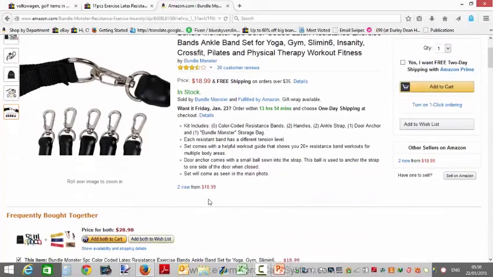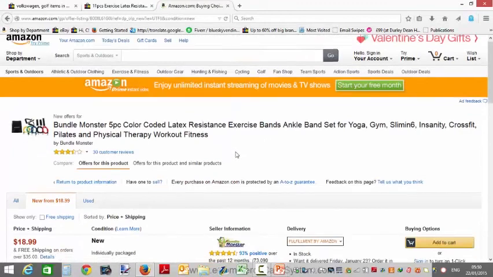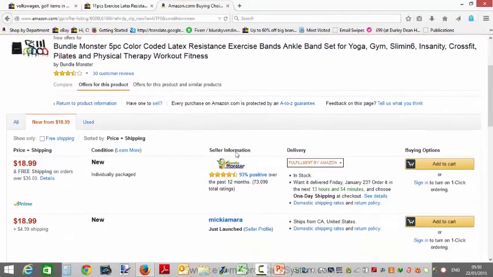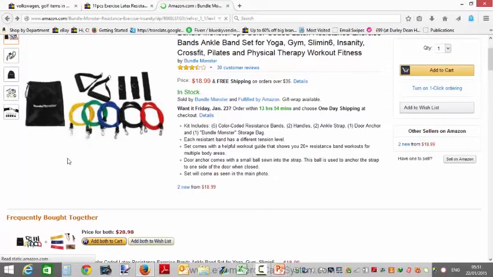It does have two other sellers, one of which being Bundle Monsters themselves. The other one is Miki Amara. Usually when you have additional sellers on there, that's a sign that there's no brand involved and such like.